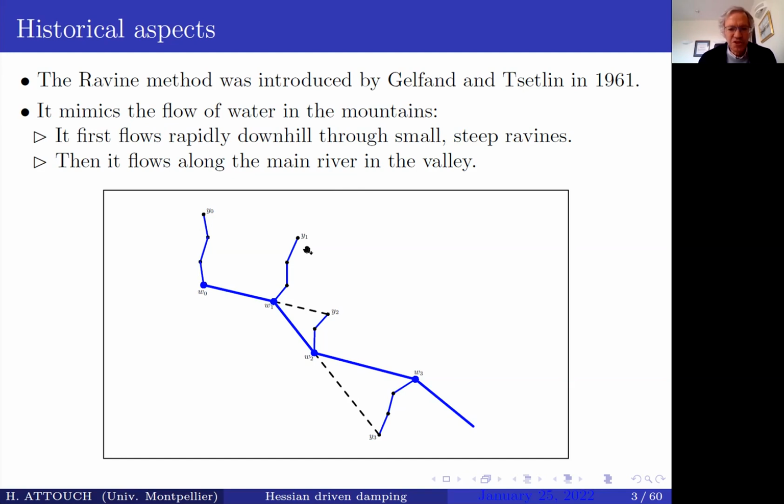You see, here you have small ravines, which are small steep ravines, and the water goes down through these small steep ravines. And in the bottom of the mountain, you have the valley, which collects the water from the small ravines. Here you have one ravine, a second ravine, a third ravine, a fourth ravine, which are in thin blue, and in thick blue you have the main river, which collects the ravines. This was the mechanical intuition behind the Ravine method.